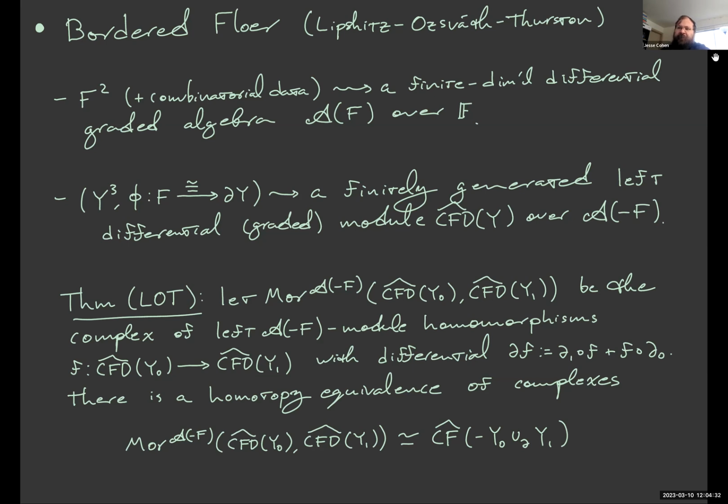A theorem of Lipshitz, Ozsváth, and Thurston tells us that if we consider the space of morphisms of left A of minus F modules from CFD hat of Y0 to CFD hat of Y1, and we endow this with the usual morphism complex differential, then this complex is actually homotopy equivalent to the ordinary Heegaard Floer complex of minus Y0 glued along its boundary to Y1.